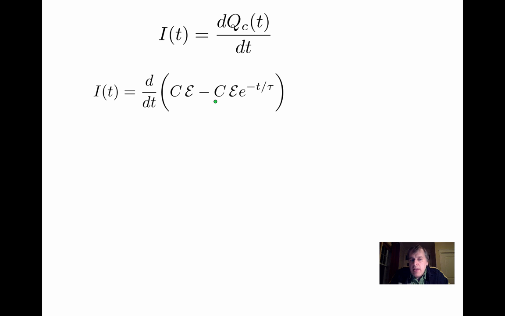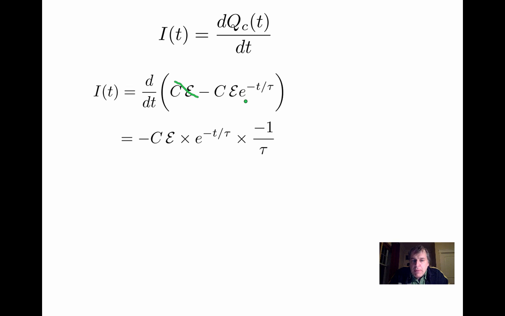And then here we have to differentiate the second term. Minus C times E is a constant. You can move that in front of the derivative, and you just have to differentiate the exponential here. And for that, we use the chain rule. So again, the derivative of the first term gives us 0, so I don't have to worry about it. And here I moved the minus CE in front.